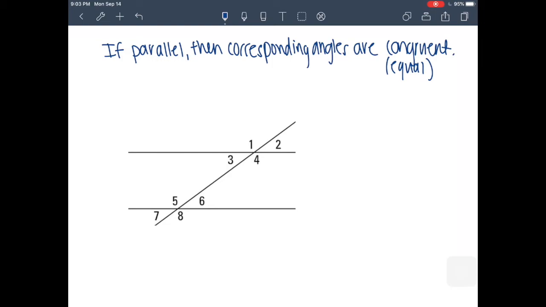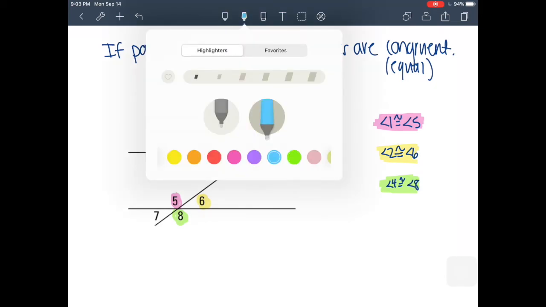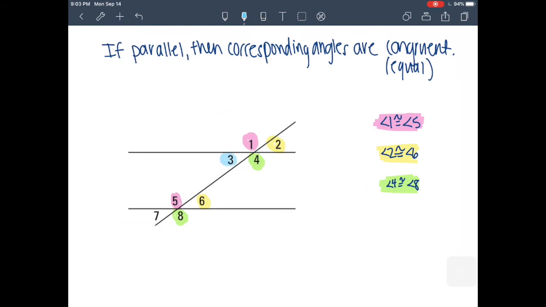It's still true. So now in my picture, I'm going to highlight all the corresponding angles, but now I get to also say those are congruent. So angle 1 is congruent to angle 5, angle 2 and 6. This color coding is really useful. And then angle 4 and 8. It's useful and super cute. And the last set, angle 3 and 7.